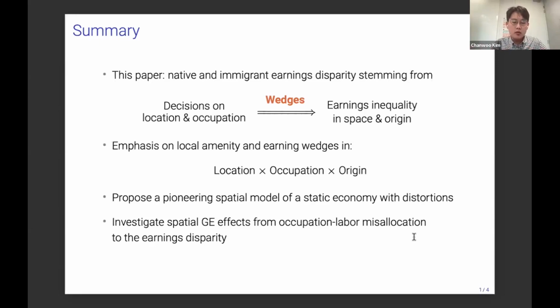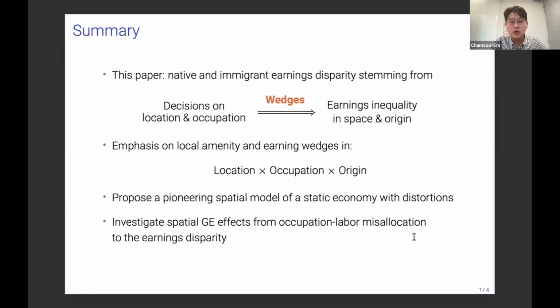So in the model, natives and immigrants are making their own decisions on location and occupation choices, but these choices are subject to two kinds of wedges. And given these wedges, there's a misallocation of production factors across different local labor markets. So what we actually observe in the data as earnings inequality is an equilibrium output of this misallocation across space and origin. In this paper, Gabriele emphasizes two kinds of wedges. The first one is local amenity wedges, which will bring labor supply wedges in equilibrium. And the second one is earnings wedges, as a tax on the wage that immigrants receive.